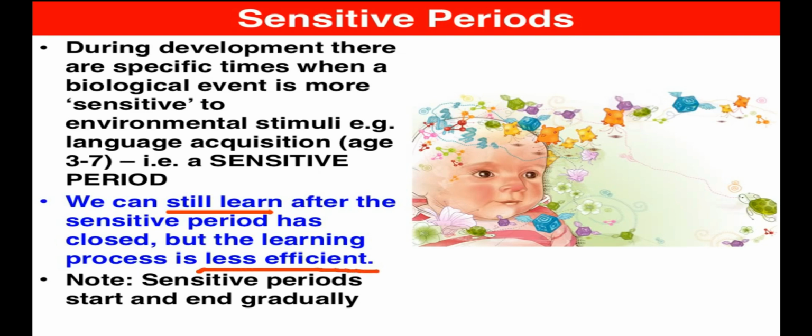So for instance, if we grow up in an environment where we're not exposed to language through our childhood, i.e. we're not exposed until, say, we reach adolescence, we can still learn language. It's just that the process will be less efficient.